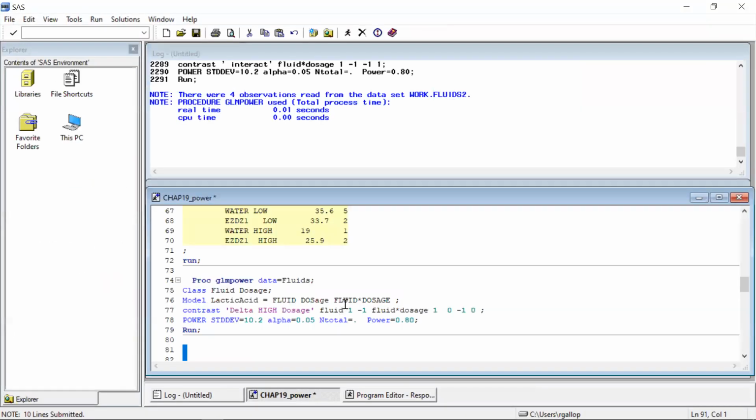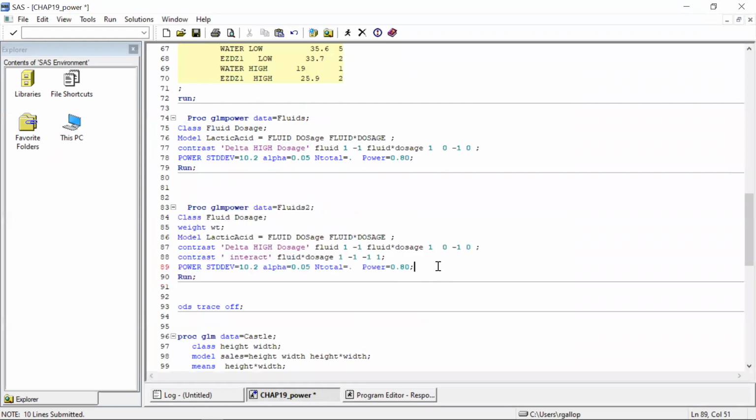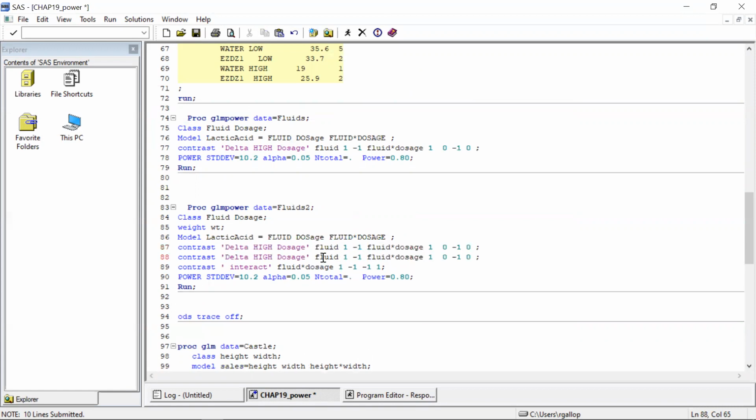If I go back to the syntax really quick, right? So let me go ahead back to the syntax. Right, so this is the delta for the high dosage. I could have a similar thing for the low dosage. So for the low dosage, it would work the same way, but it'd be line 88.